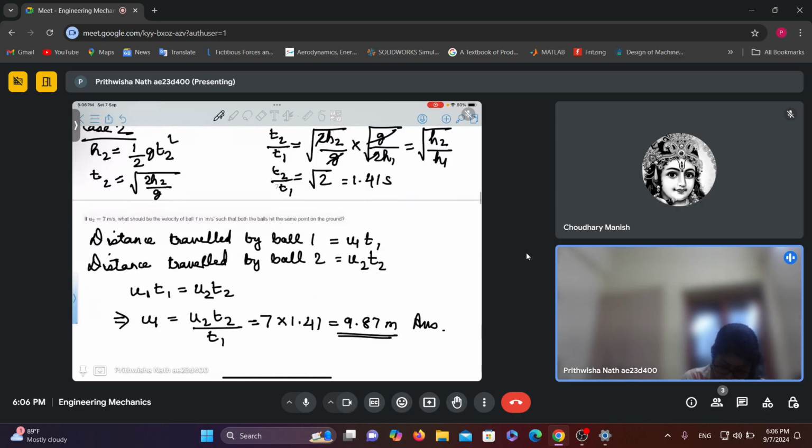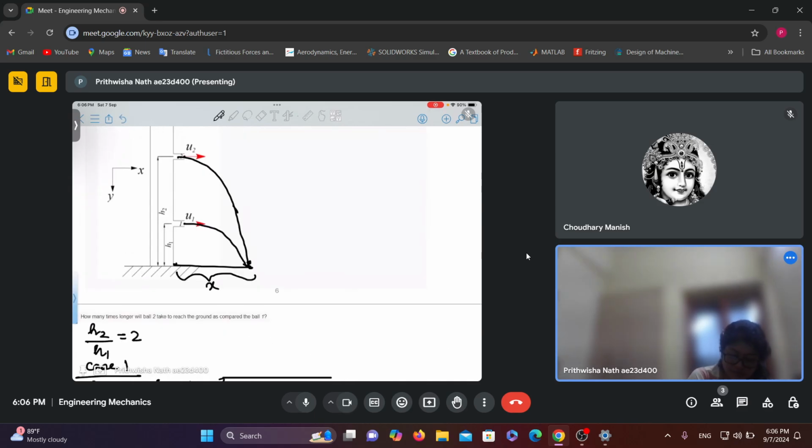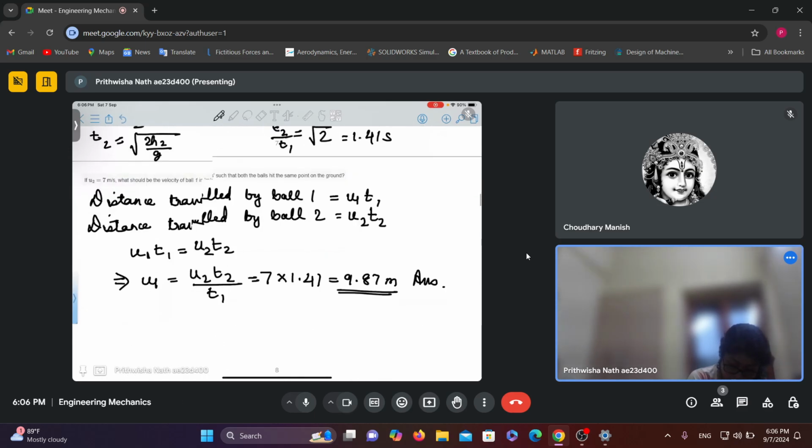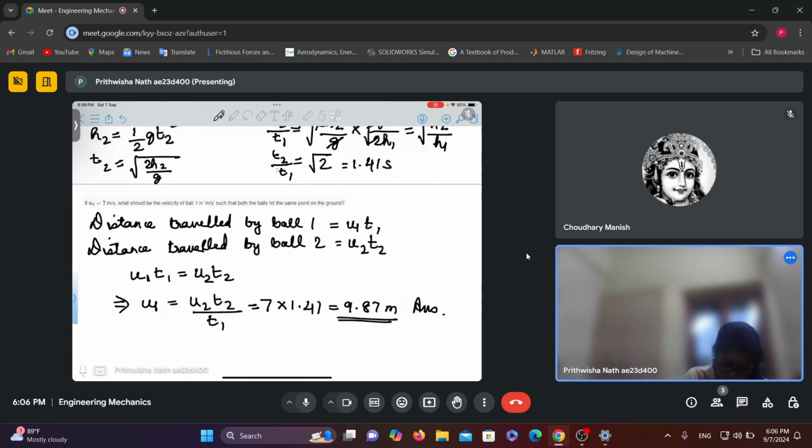Now for the second part of the problem, u2 is given as 7 meter per second. We should find the velocity of ball 1 such that both the balls hit the same point on the ground. That means this distance should be equal. Since there is no acceleration in the x direction, we can directly write u1 t1, and for ball 2 it is u2 t2. We know that both the distances are same, as per the given condition. So from there we get the velocity of the ball 1.